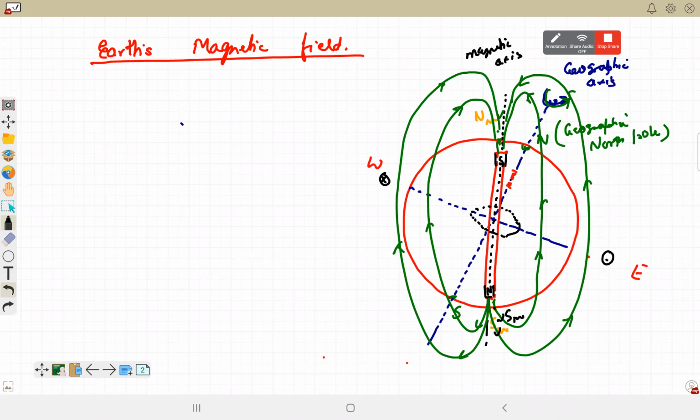So there are two different mappings of Earth. One is in terms of geographic axis, geographic equator, geographic longitude and latitude. Another is magnetic axis, magnetic equator and magnetic longitude and latitude. So whenever we use GPS, we have to use it with the proper information on which direction is the actual north and which direction is the magnetic north.